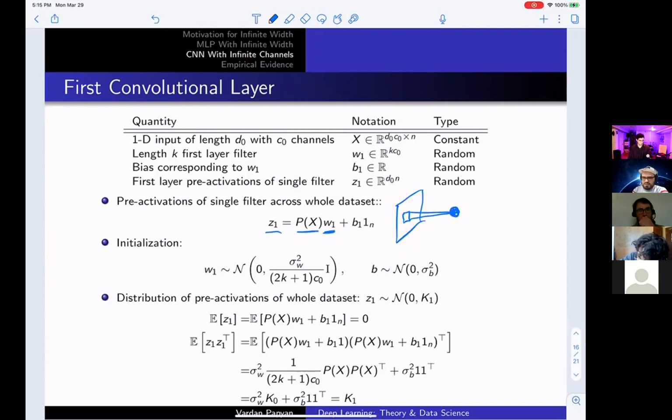You can repeat the same steps that we previously did and show that the expectation of this Z1 is equal to 0, and the covariance of this Z1 is equal to some Gram matrix of the patches. I guess it's not easy to see that.